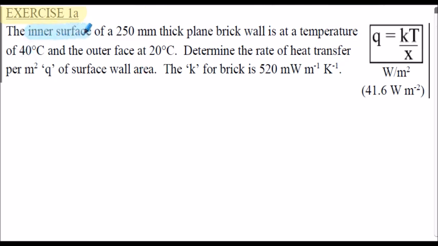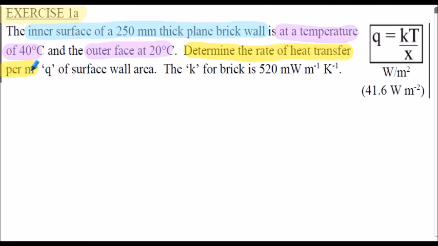The inner surface of a 250mm thick plain brick wall is at a temperature of 40 degrees C, and the outer surface of the wall is at 20 degrees C. We're asked to determine the rate of heat transfer per meter squared, that will be symbol lowercase q here, of the surface wall area. We're given the value for the thermal conductivity coefficient K for the brick, it's 520 milliwatts per meter per Kelvin. Note the formula for calculating the rate of heat transfer per unit area, per meter squared in this case, is given in the bolded box here.